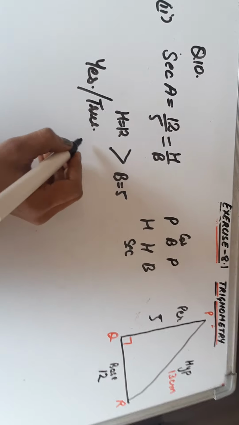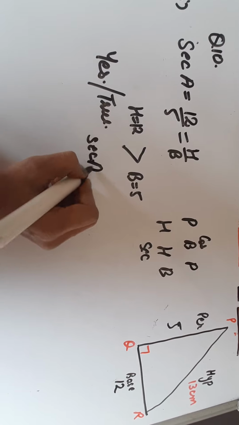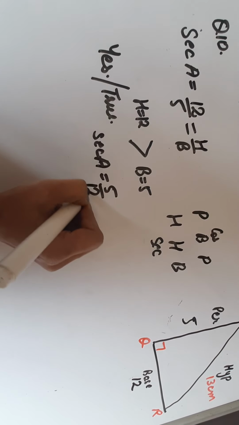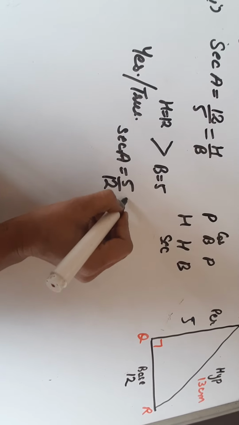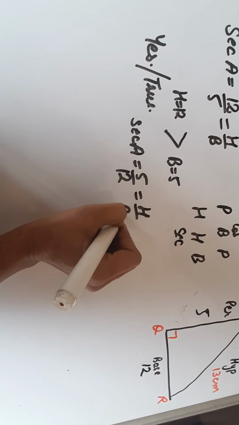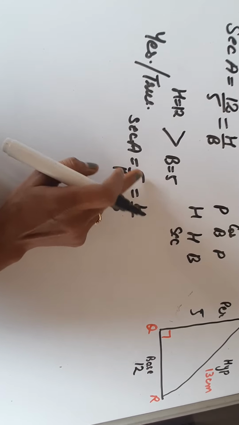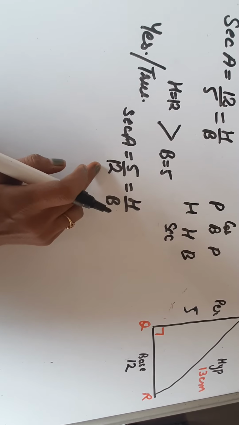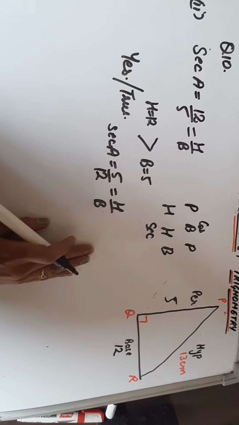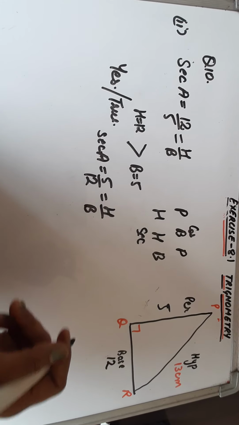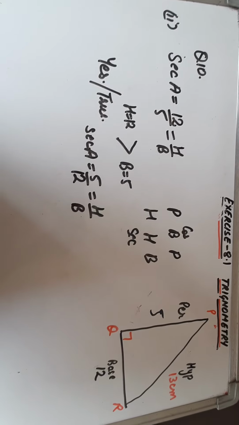लेकिन अगर यही value आपको इस तरह से पूछी जाए, secant A is equal to 5 by 12, then the answer to this question will become false because the ratio will remain same, hypotenuse upon base, and hypotenuse will become 5 and base will become 12, which is not possible क्योंकि hypotenuse हमेशा क्या होता है, longest side होता है. So I hope it is clear to you.